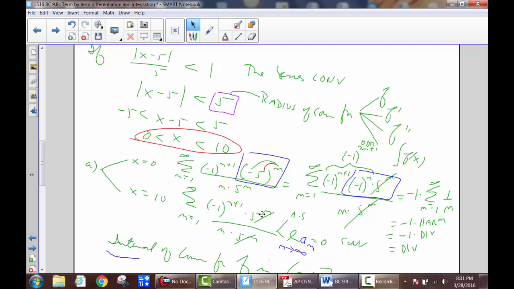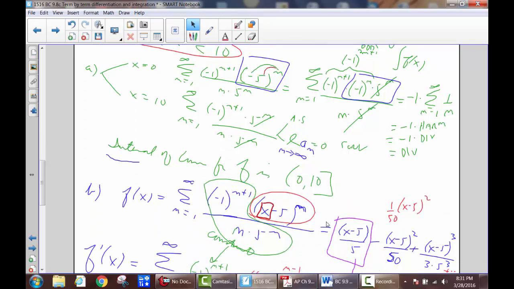Replace x by 10, then that x minus 5 becomes 10 minus 5, or 5. The 5 to the n's cancel. It's an alternating series. Sure enough, the limit as n goes to infinity of your an is 0, and so it converges at 10. So at 0, it diverges.